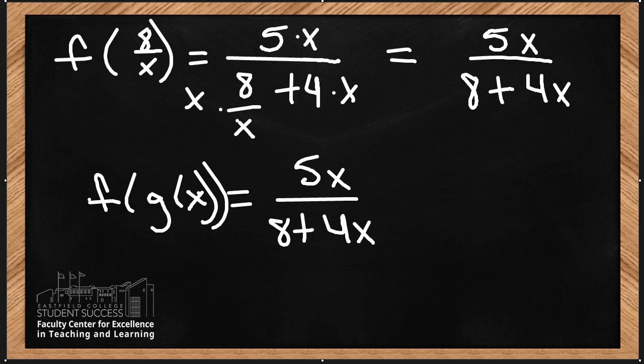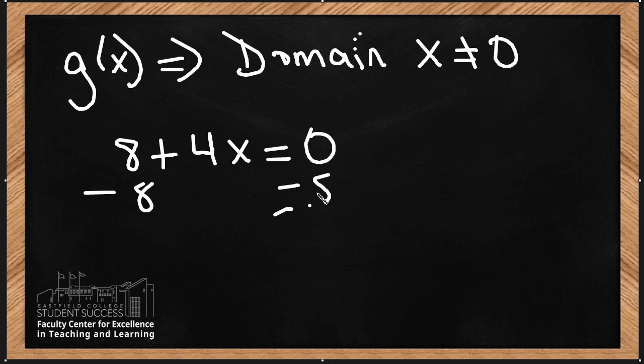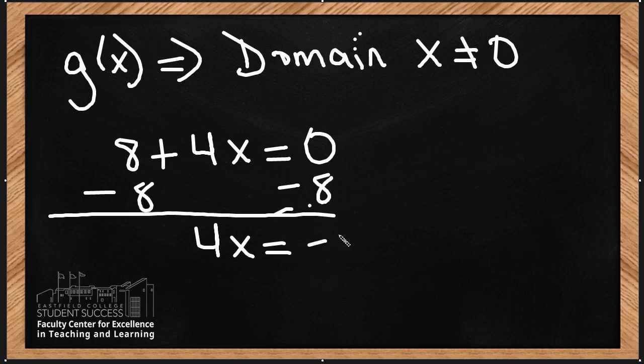Since we already performed the composite and this was our answer for the composite, you need to now find the domain of your answer from the composite. So I'm going to set the denominator equal to 0 to find out what x is equal to. 8 plus 4x is equal to 0. I'm going to subtract 8 on both sides, and then divide by 4.